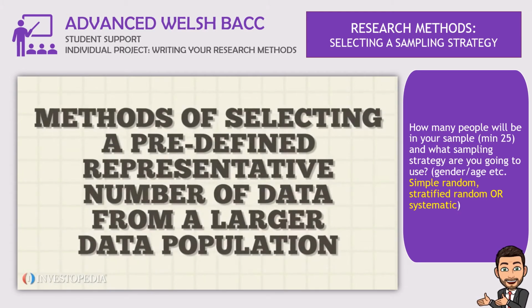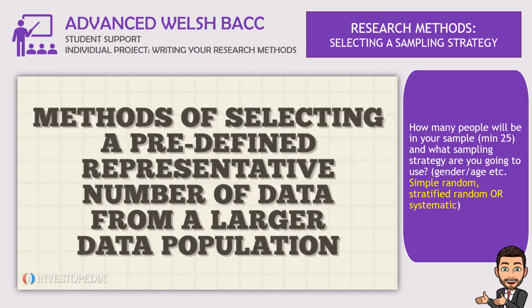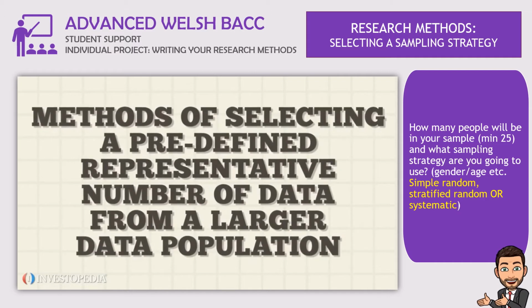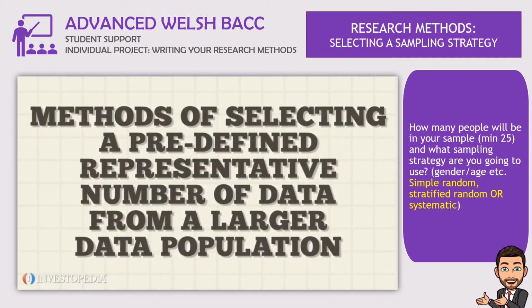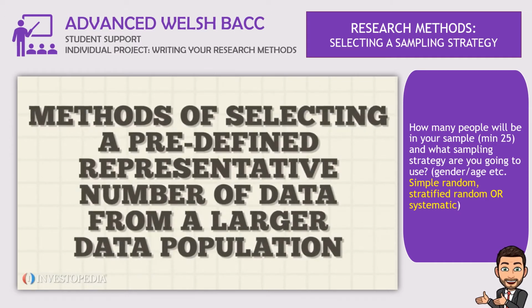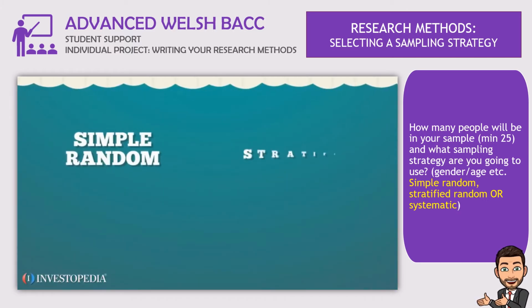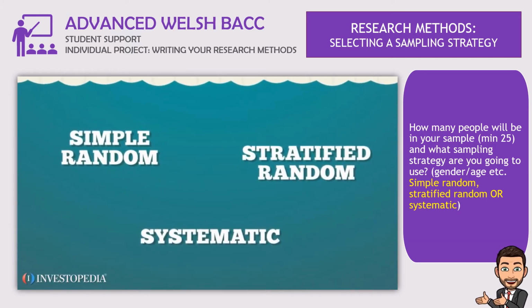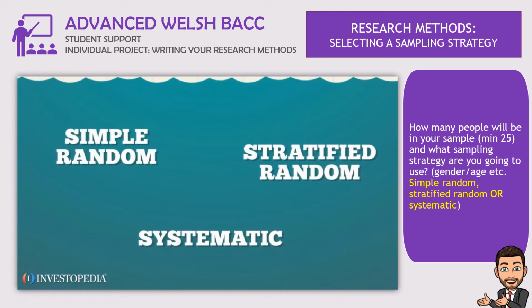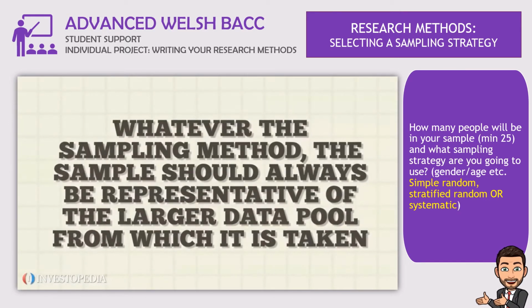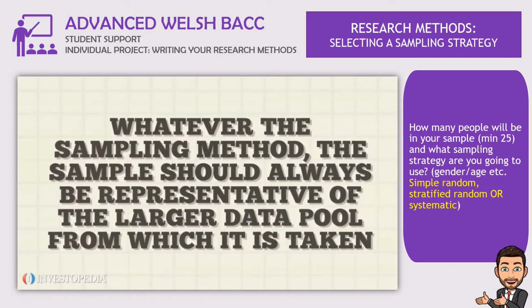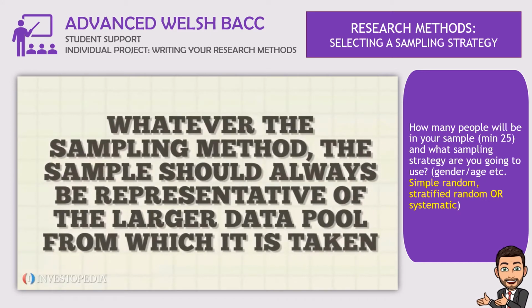Sampling is a term used in statistics that describes methods of selecting a predefined representative number of data from a larger data population. There are many different sampling methods. Choosing the best method depends on the data population and the statistical problem being analyzed. Whatever the sampling method, the sample should always be representative of the larger data pool from which it is taken.